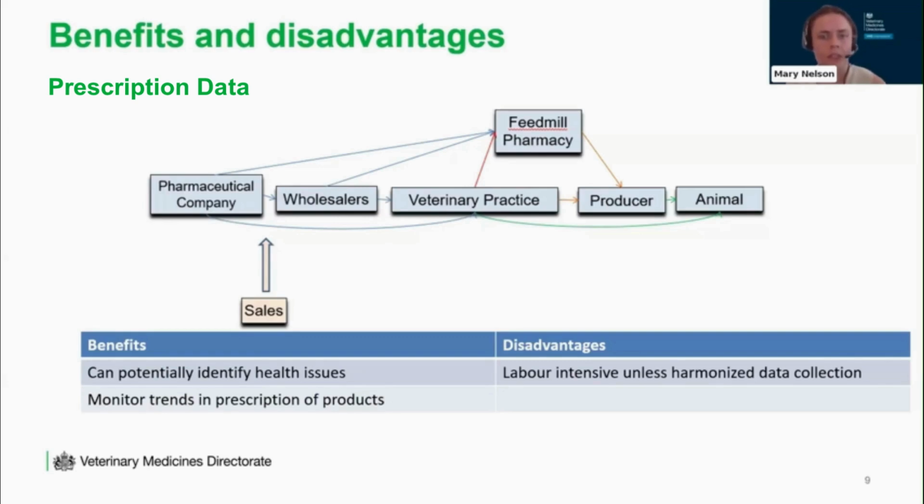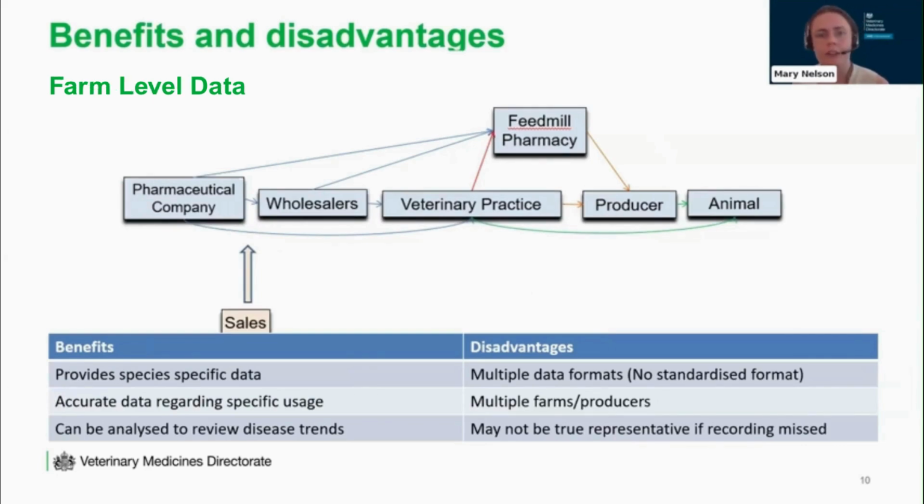So it can be difficult to collate the data altogether easily. Another source, kind of the final stage of that flow of pharmaceutical product, is the farm level data, and that relates to data of products being administered to animals.